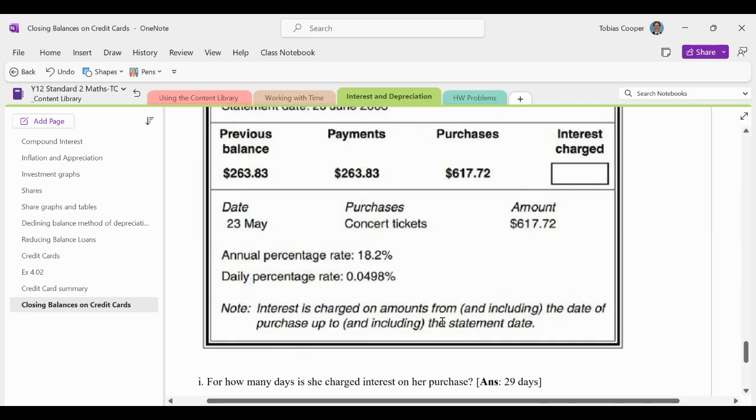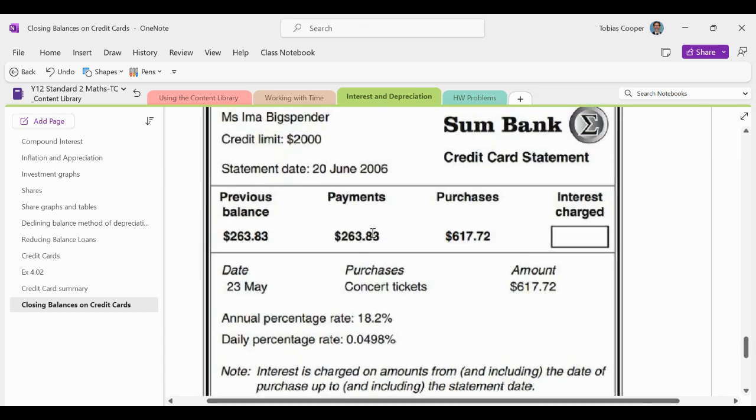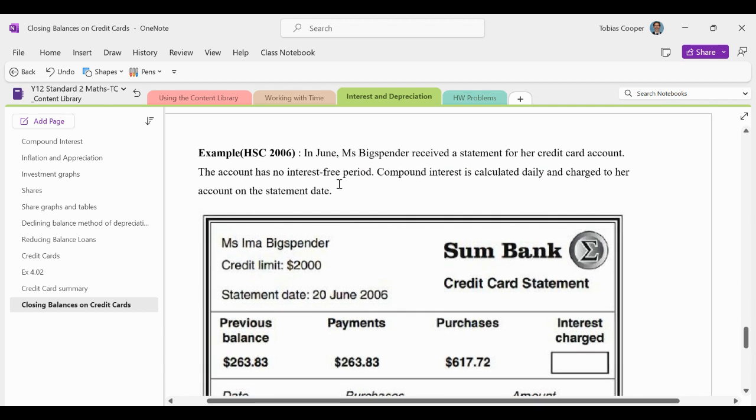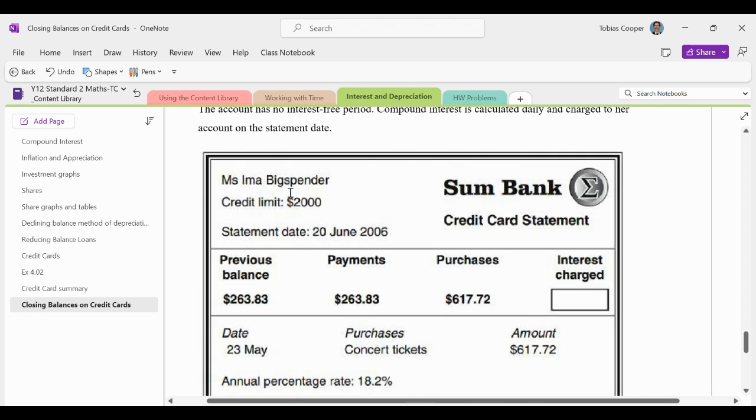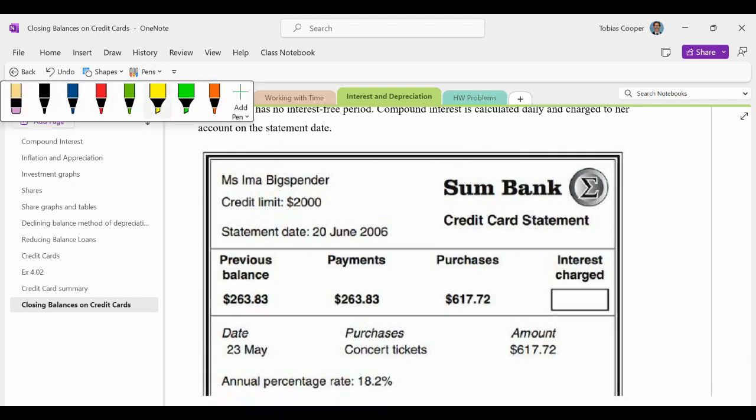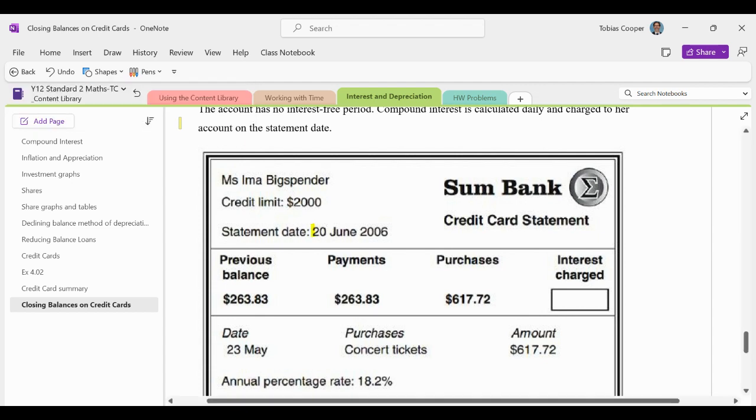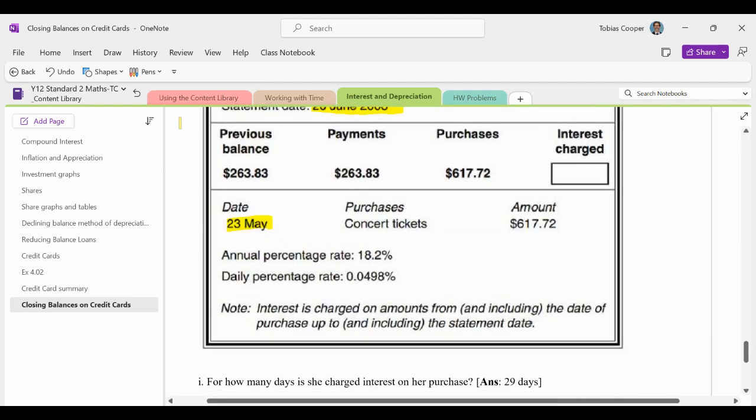Okay, now we've got to read the whole statement here. And the question says that interest is calculated daily and charged to her account on the statement date. So the statement date is here, 20th of June 2006. She also made the purchases on 23rd of May. Now, it says interest is charged on amounts from and including the date of purchase up to and including the statement date. Now, because the statement date is included, we are going to put a +1 in our calculations for the number of days.